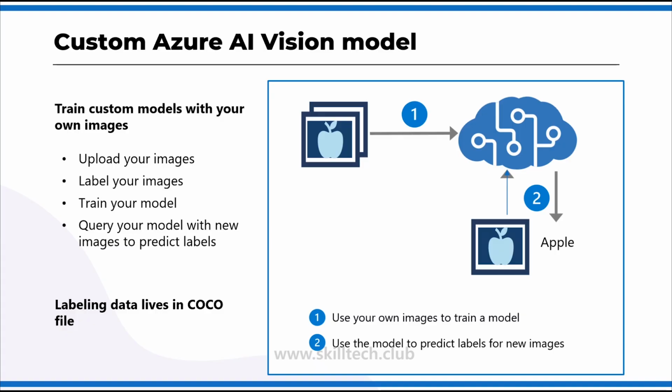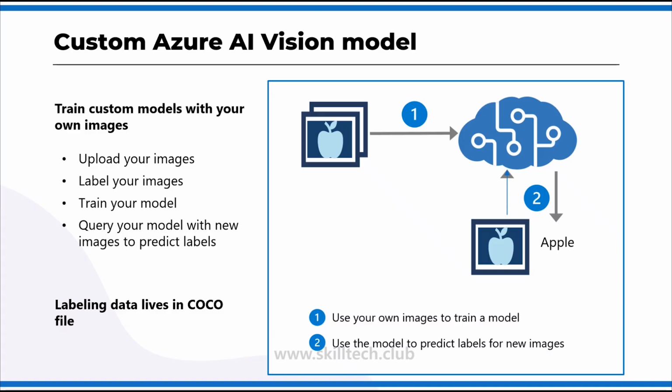First, obviously, we have to focus on the training part. The images which you provide will go into this particular custom model, which will train the custom model with your own images. So first you upload the images, then you label your images, then you train your model. And once the model training succeeds, you will be able to query your model with new images to predict the labels.